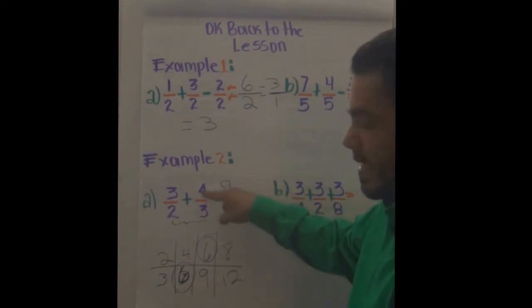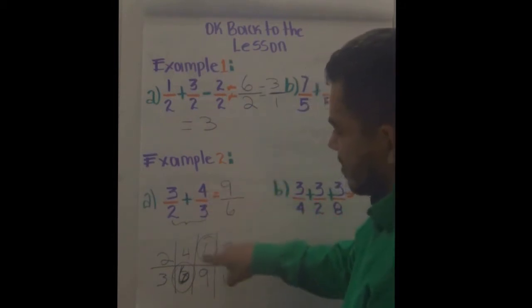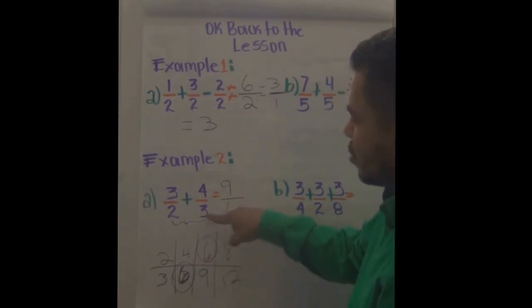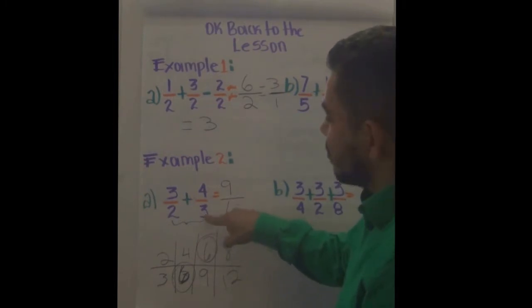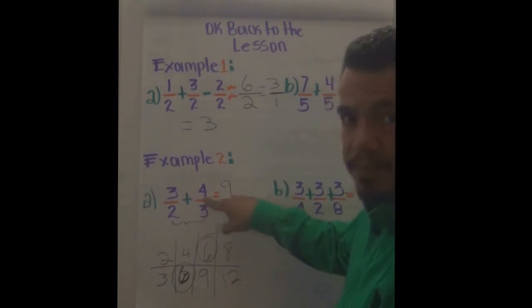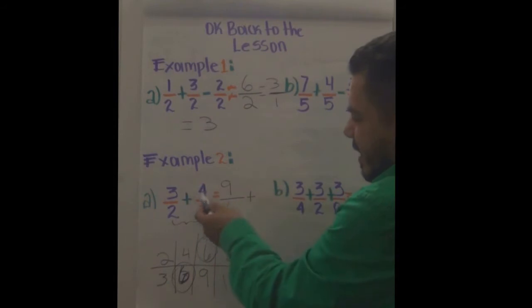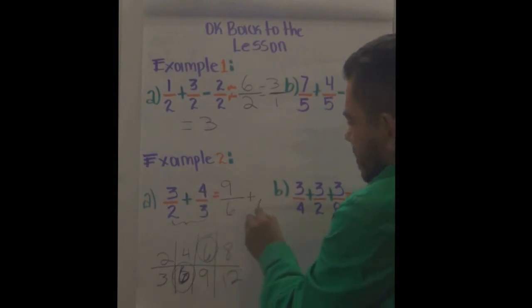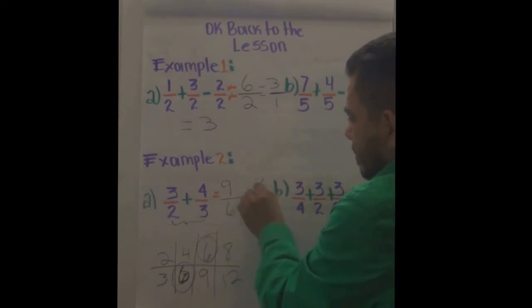Now let's go on to the next fraction. I need to make this 3 a 6 because that's what they have in common. So 3 times what is 6? Right, 2. So I need to multiply the 3 by 2. But then if I do that, then I gotta do it to the top. Okay? So plus, and then 3 times 2 is 6. 4 times 2 is 8.